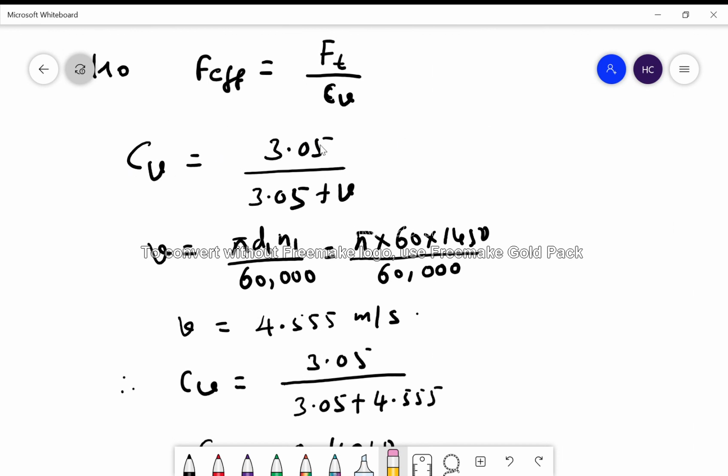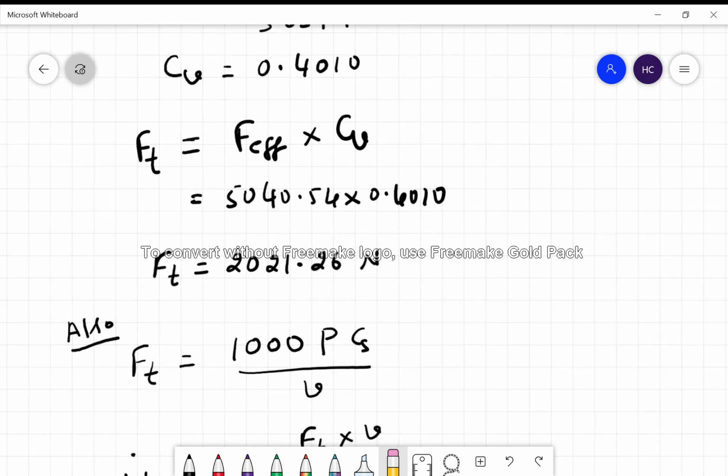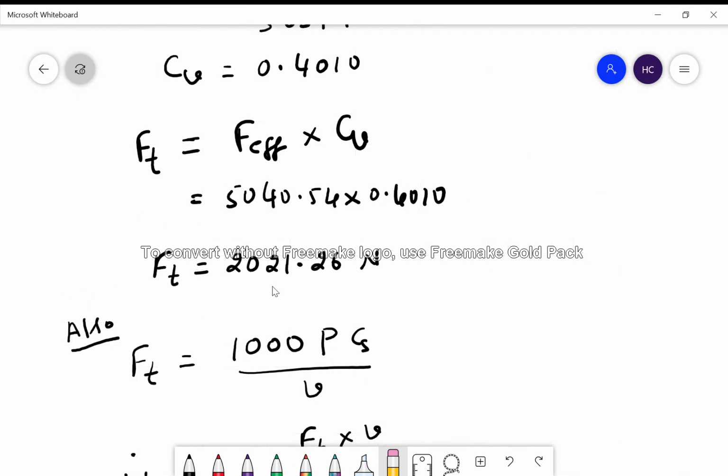So Cv is 3.05 by 3.05 plus V, because velocity is 4.555 meter per second. This equation is suitable because velocity is less than 8 meter per second. So Cv is equal to 0.4010. Therefore Ft is equal to F effective into Cv. Ft is 2021.26 Newton.